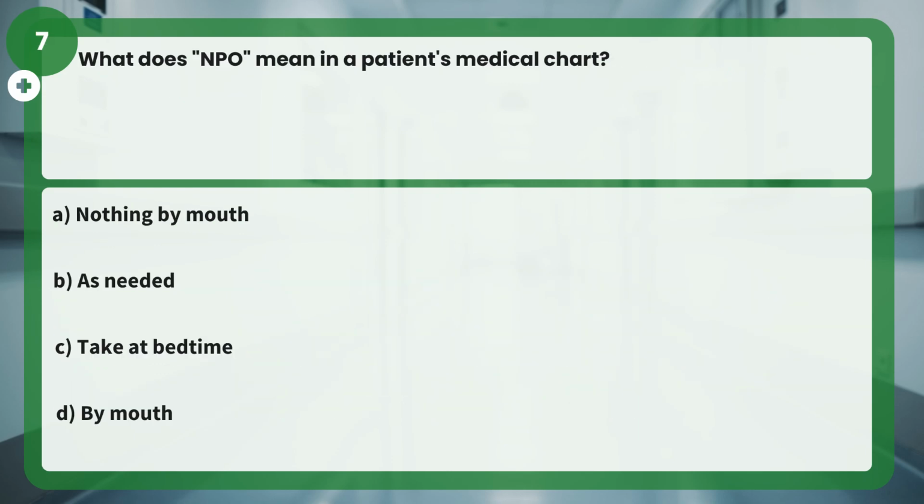Question 7. What does NPO mean in a patient's medical chart? A. Nothing by mouth. B. As needed. C. Take at bedtime. D. By mouth.